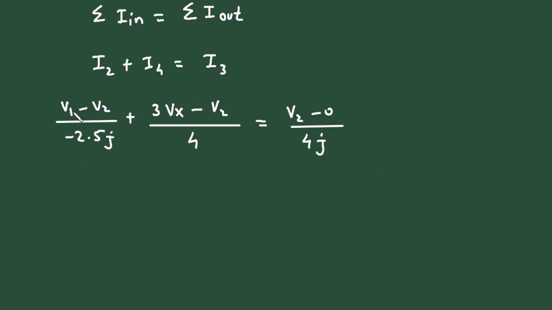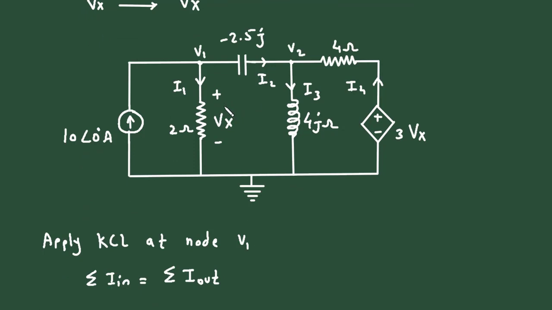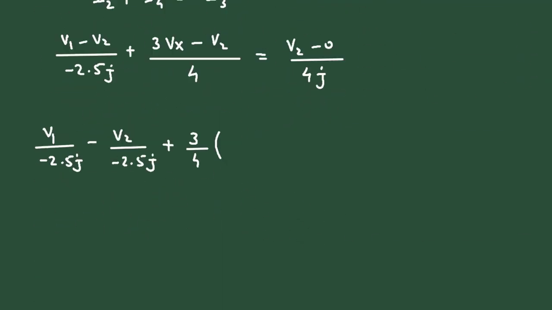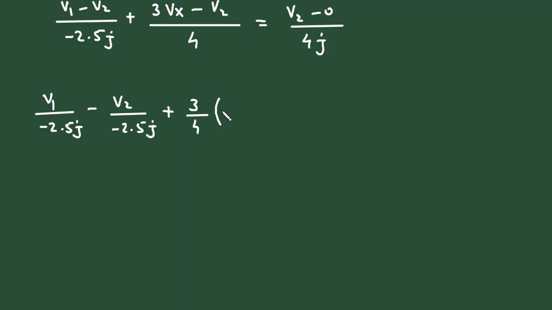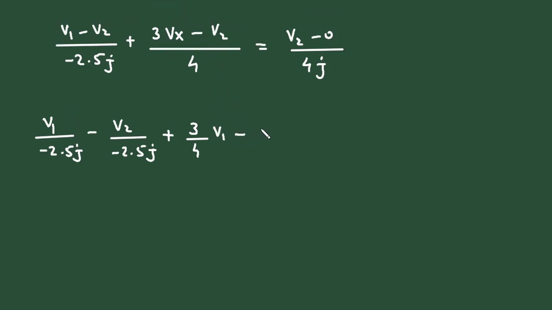So now we can simplify this. It will be V1 divided by minus 2.5J minus V2 divided by minus 2.5J, then plus 3Vx by 4. Here in place of Vx, we can substitute Vx equal to V1. Then minus V2 divided by 4J is equal to 0. Now let's take this V1 common.